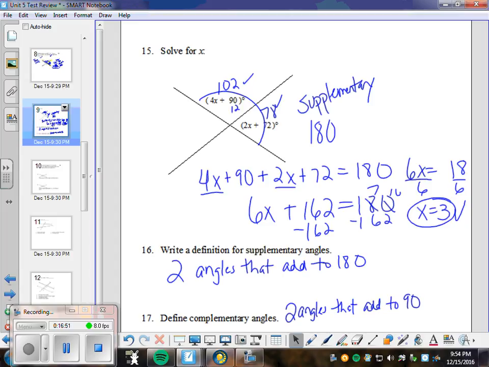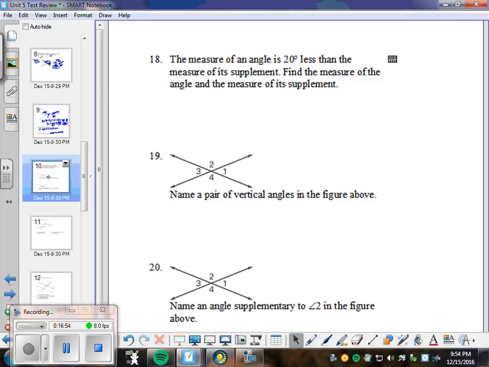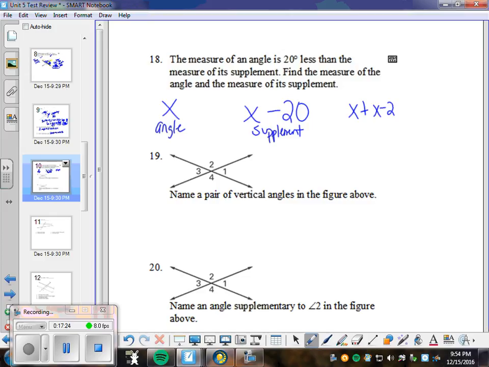Okay. 18. The measure of an angle is 20 less than the measure of its supplement. Find the measure of the angle and the measure of its supplement. All right, so remember I said 20 less, so subtract 20 from it. You've got one angle that's x, and then the other supplement is x minus 20. Now these added together, because they're supplementary, will add up to 180. So we end up with 2x minus 20 equals 180.